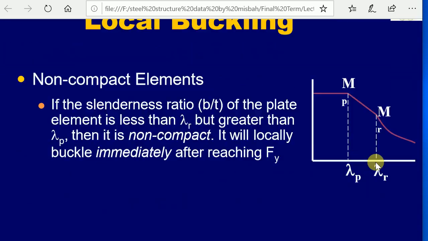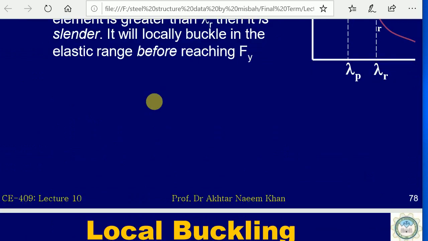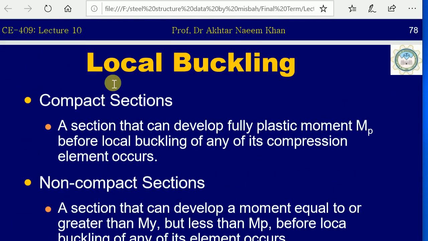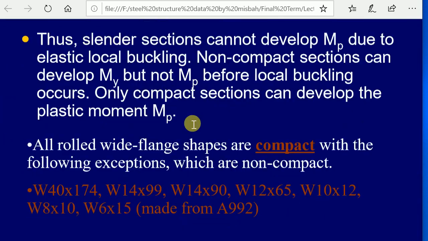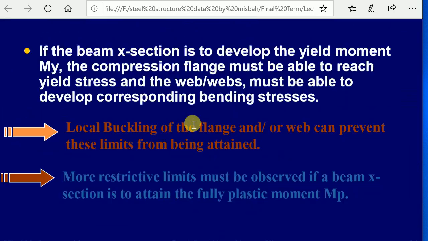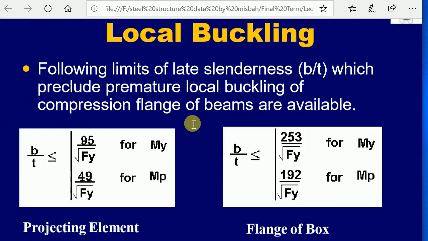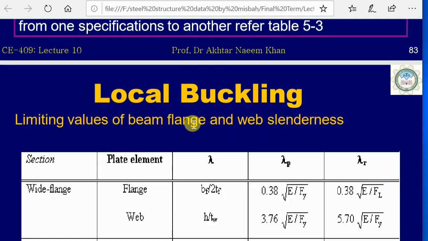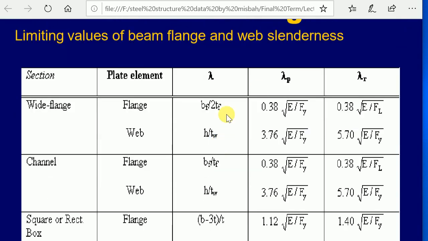Okay, and how to check whether a section is a compact section or a non-compact section? A very simple procedure you have to follow. You have to calculate a lambda value. You have to find lambda for the flange as well as for the web. For the flange, it is defined by b by 2tf. You can select it from the table. For the web, it is h divided by tw. You can choose it from the table.